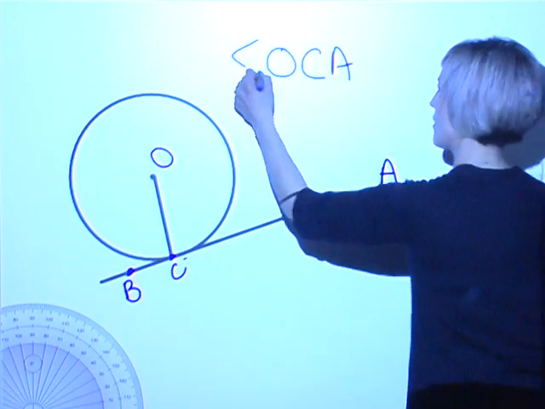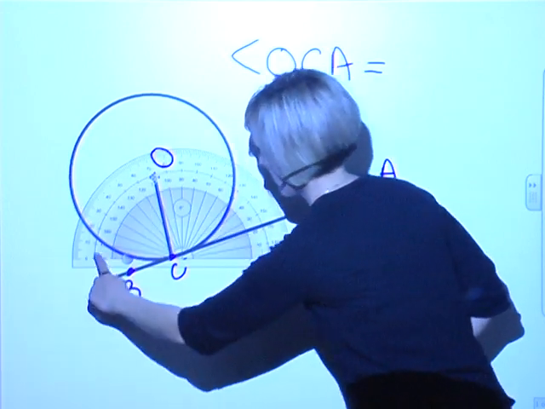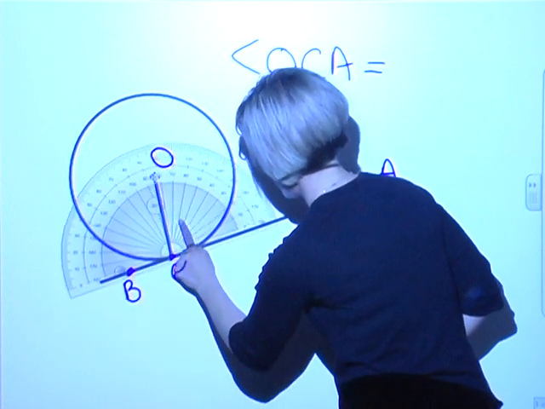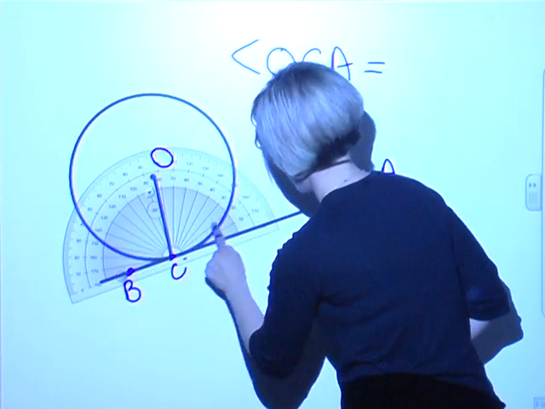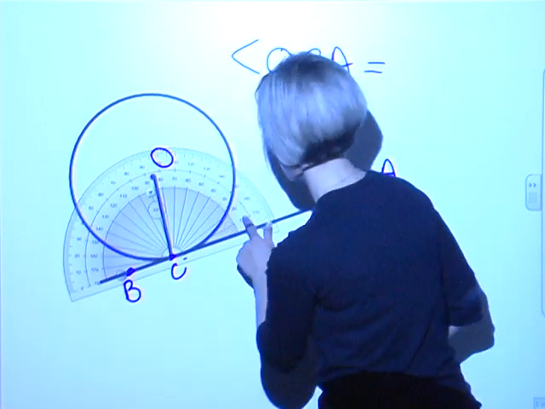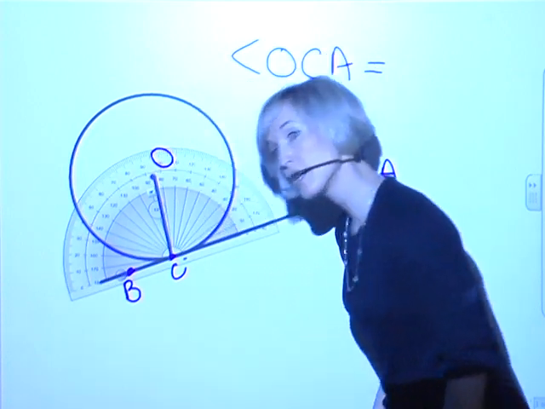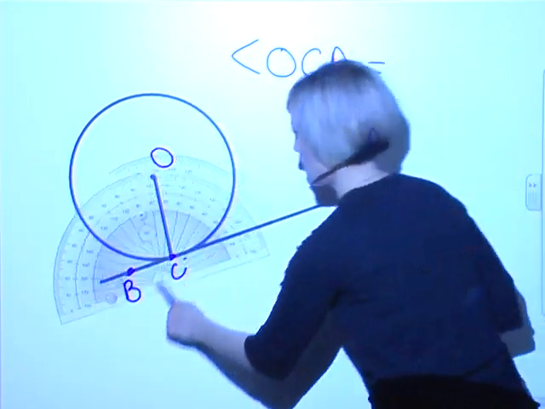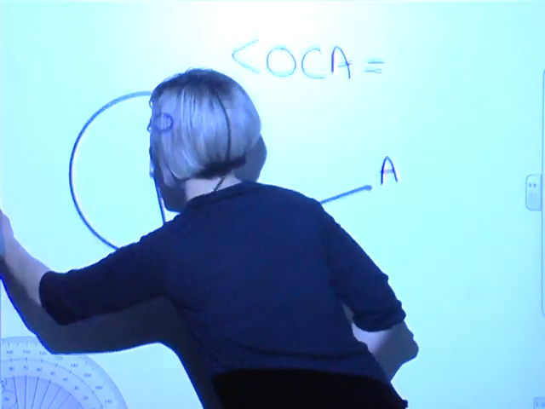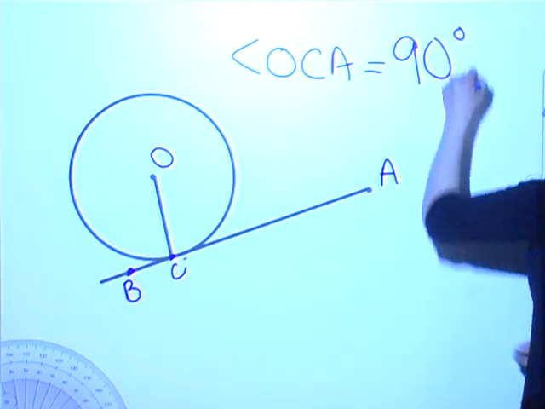Okay, so let's grab that one here. Well, it looks to be, whoops, a little off there, pretty close to 90 degrees. Perfect. Let's record that on your handout. Sorry about that. So angle OCA is about 90 degrees.